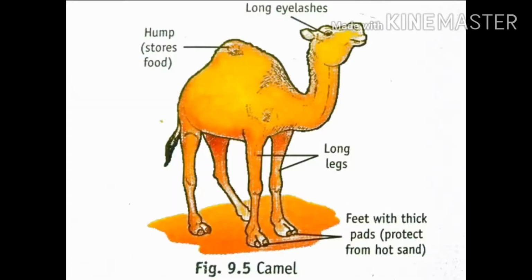Next one, adaptation in animals. Living organisms that are found in such a hot and dry environment adapt themselves according to their surroundings. So let's study the adaptation in organisms living in the desert. First we'll see about the camel.